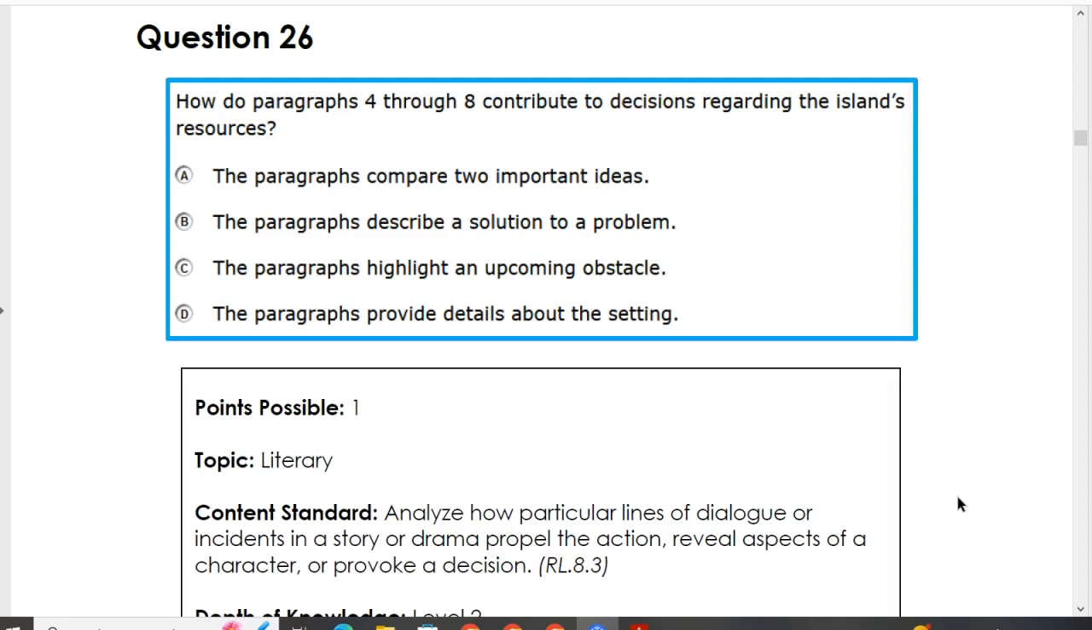Who had A? The paragraphs compare two important ideas. B, the paragraphs describe a solution to a problem. C, the paragraphs highlight an upcoming obstacle. Or D, the paragraphs provide details about the setting.